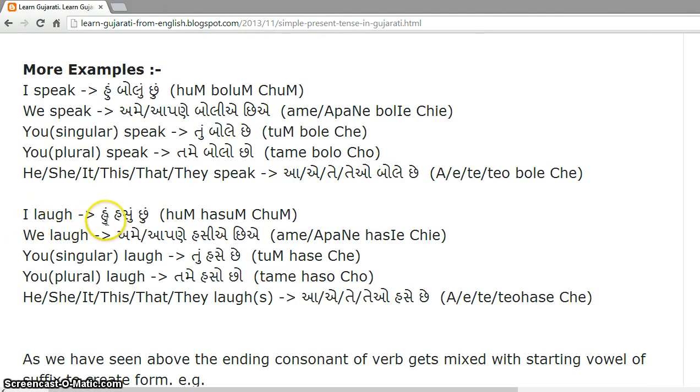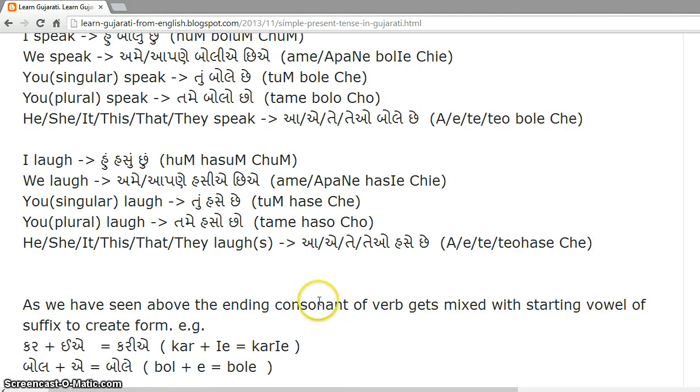I laugh, hu hasu chu. We laugh, ame hasiye chie, apne hasiye chie. You laugh, tu hase che. You plural laugh, tame haso cho. He, she, it, this, that, they laugh or laughs: a, e, te, teo hase che.